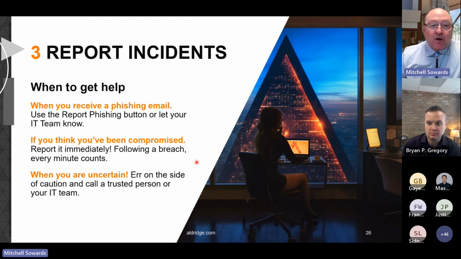So, as I said, use the phishing report button, right? If you think you've been compromised, report it immediately, because every minute counts. And then the last thing is, what if you're uncertain? What if you just don't know? Well, it could have been legit. It might not have been legit. I'm not sure if an incident has occurred or not. I see something weird happening on my computer, right? Err on the side of caution, right? Call a trusted person or your IT team.